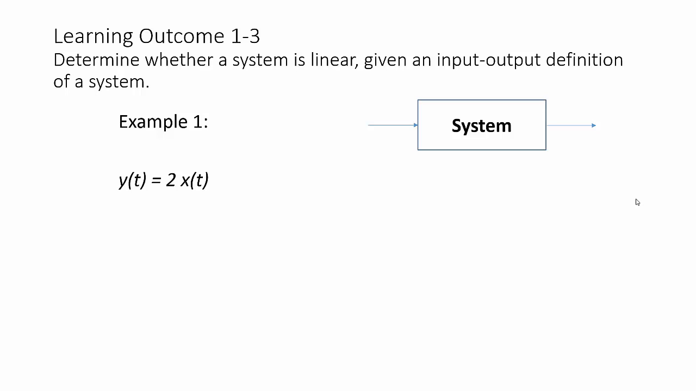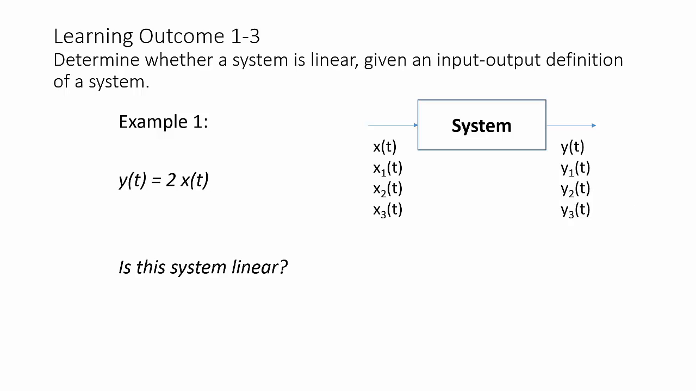Let's try an example. Here's an input-output definition of a system. y of t is 2x of t. We want to know whether the system is linear or not. We're going to look at our x's and our y's. We have to have our x1, x2, x3 producing our y1, y2, y3. And that x3 has to be the sum of x1 and x2, producing a y3, which is the sum of y1 and y2.